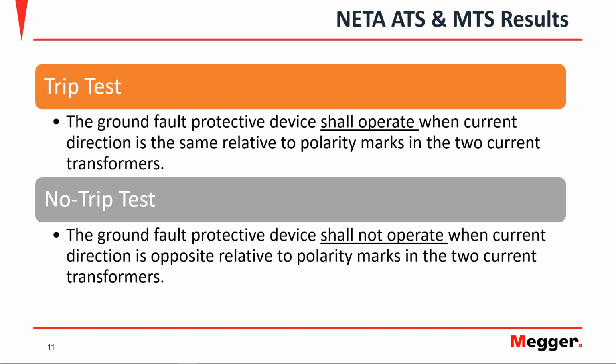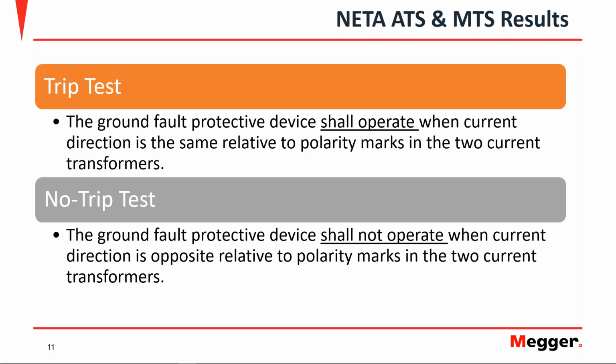The trip test, for which conditions the circuit breaker should trip. And that basically, as you can see in the current slide, is when the current direction is in the same direction relative to the polarity marks of the two CTs involved in the test.